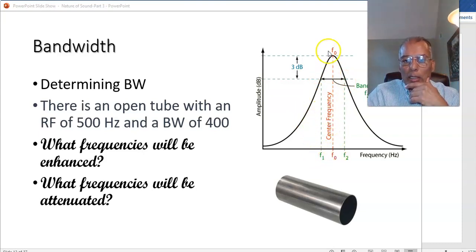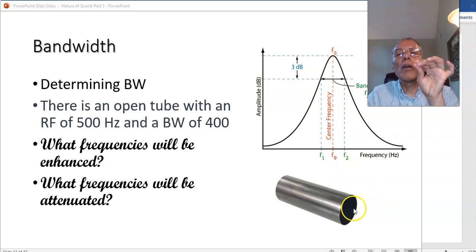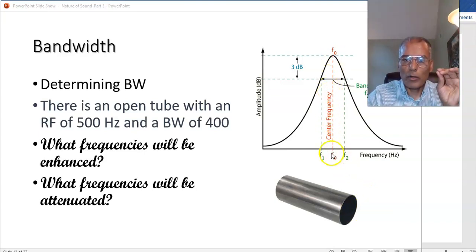So that is the center, 500 hertz. Then let's say the bandwidth of that wave is 400. The bandwidth of that tube is 400 hertz. So its resonant frequency is 500, but its bandwidth is 400. That means the center frequency of the tube is 500, and your best bet to make it respond optimally, give you the highest amplitude, is if the vibration applied to it is 500 hertz. So that is the center frequency.